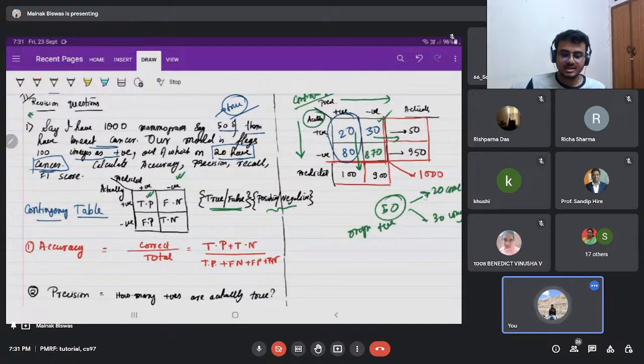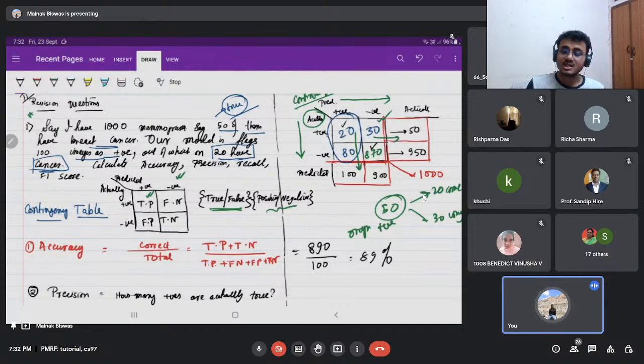So what is the accuracy that you will get for the model? It is 890 upon 1000, correct, or 89%. So you take the true positives and true negatives and divide by all the examples.